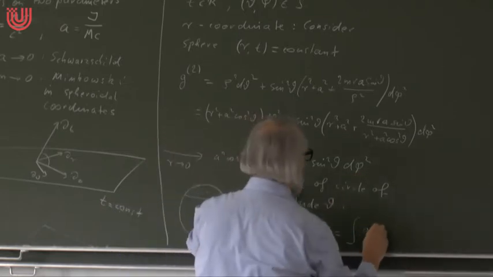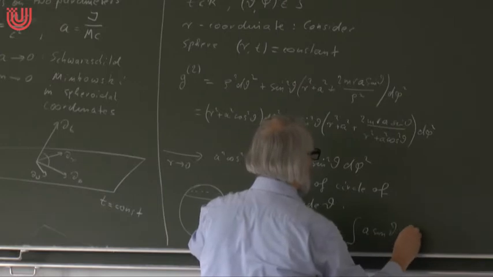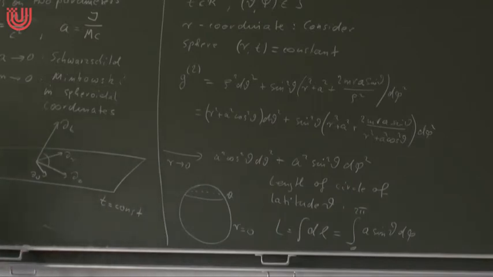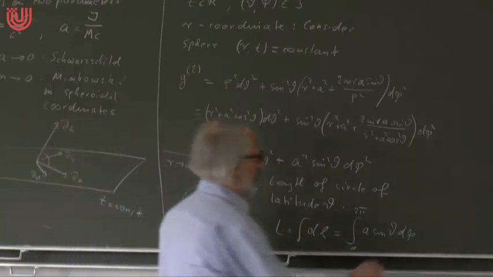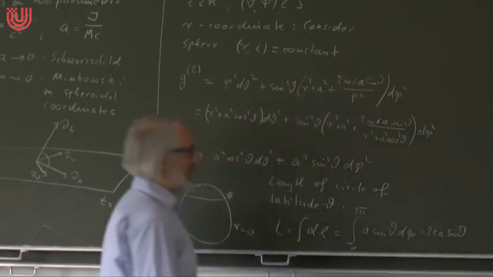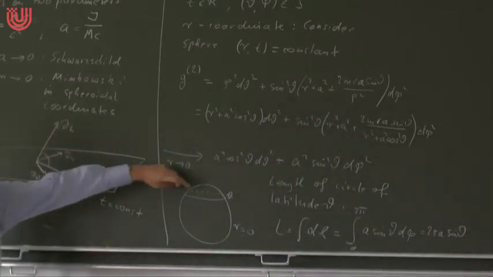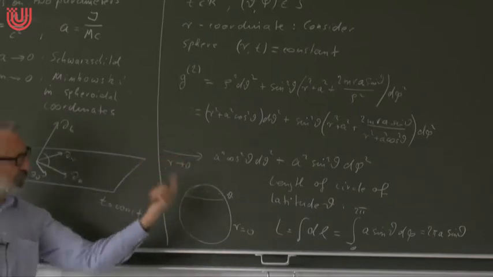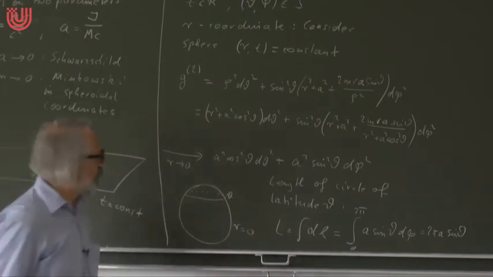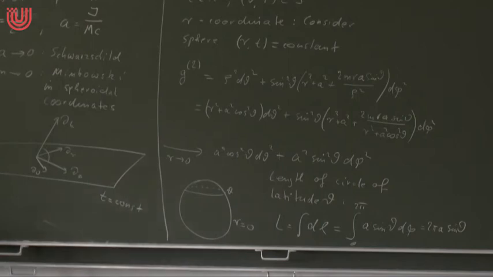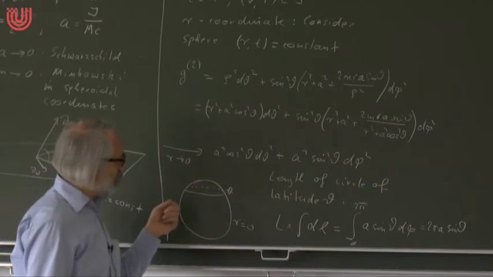So I have to take the square root, a sine theta d phi, and phi of course runs from 0 to 2 pi, and that's of course not 0. So this is 2 pi a sine theta. It is 0 at the poles. If theta is 0 or pi, then it actually is 0. Fine, this is a point, of course. But for all other circles of latitude, this is not 0. So this sphere really is a sphere with a certain area, and the circles on this sphere have a finite length. So it's not a point.